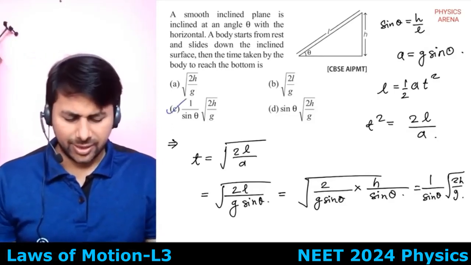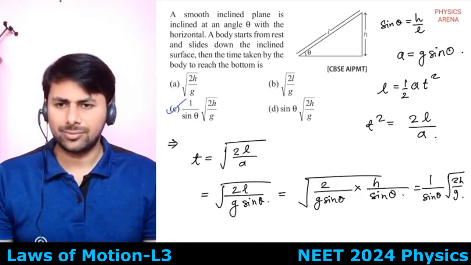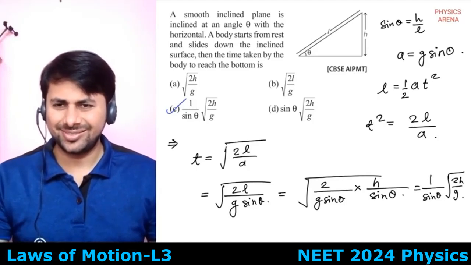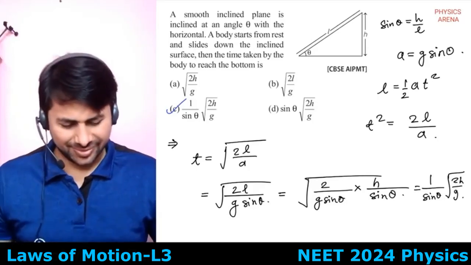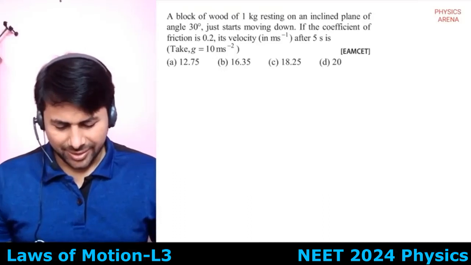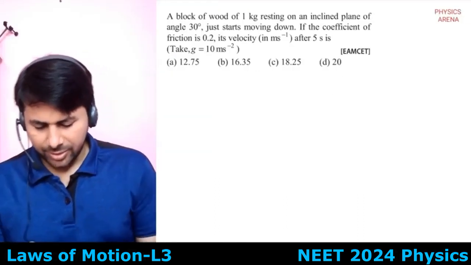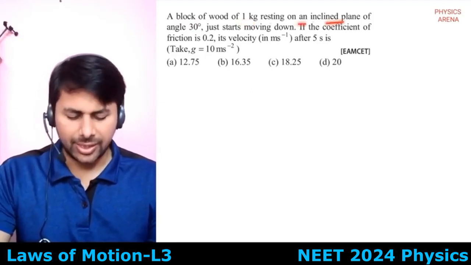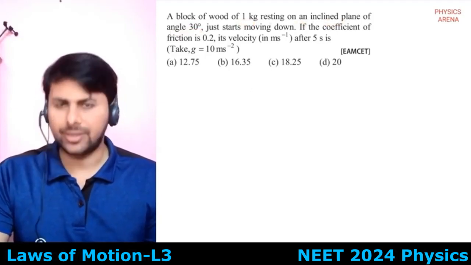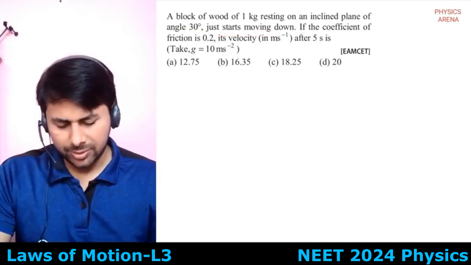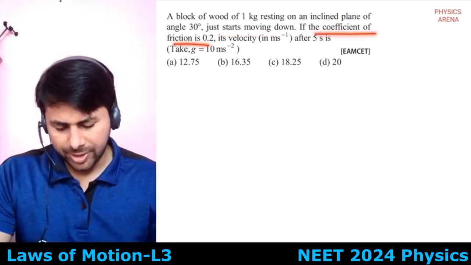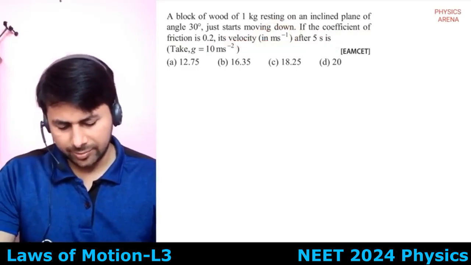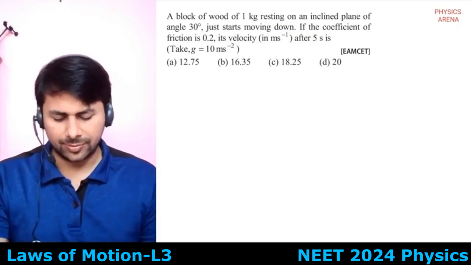Okay, so this is clear. You had found it. Good. All right, let's see another question. A block of wood of 1 kg resting on an inclined plane of angle 30 degree just starts moving down. If the coefficient of friction is 0.2, its velocity in meters per second after 5 seconds is, this is the question.